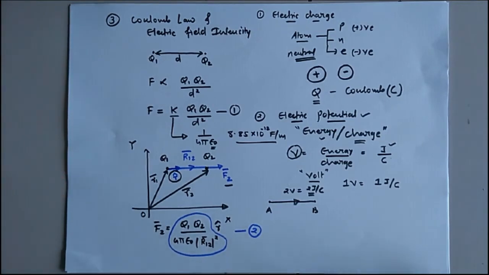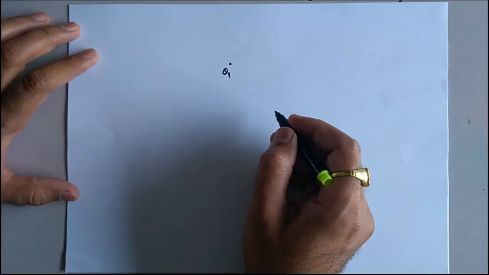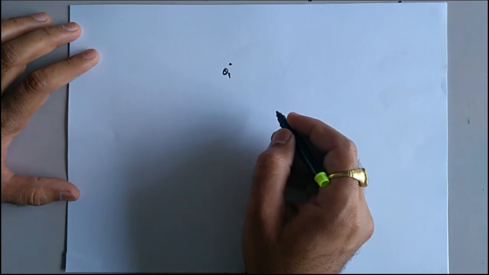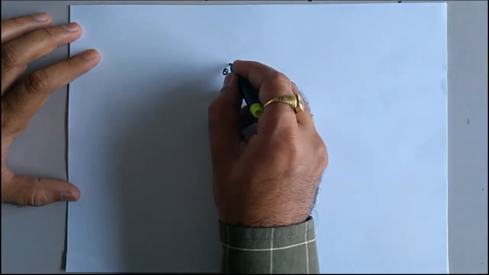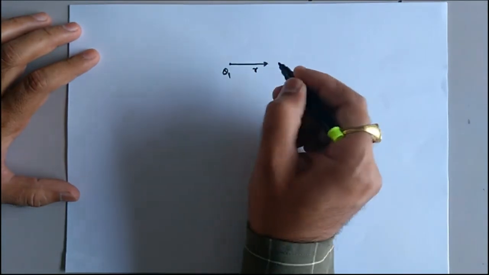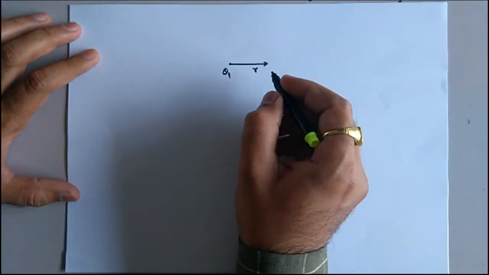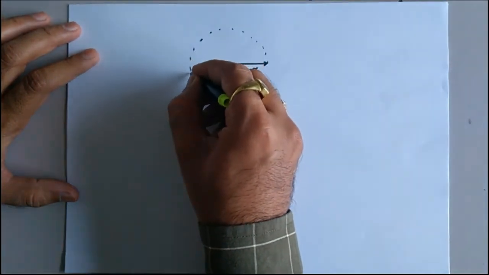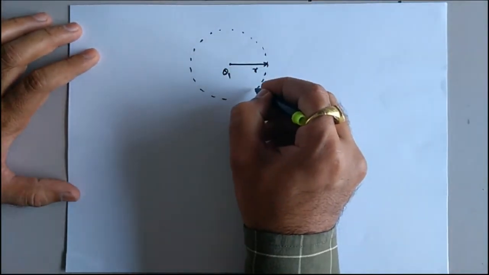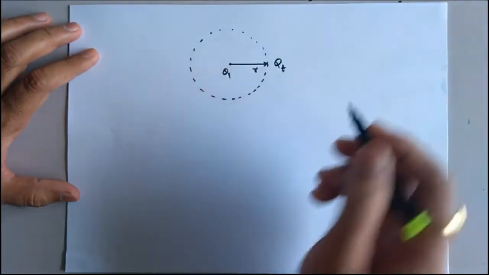Now let us try to understand the concept of electric field intensity. What is electric field intensity? For that, let us consider an experiment in which we place our charge q1 at the center of a sphere, and let the radius of that sphere be indicated by the symbol r, and on the periphery of that sphere we are going to place our test charge, indicated by the symbol qt.